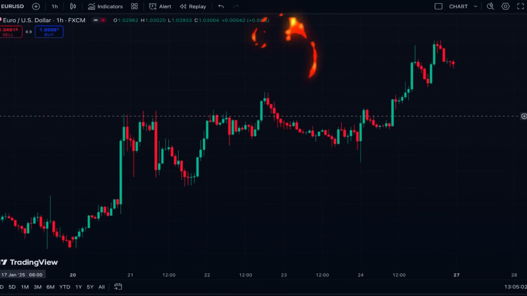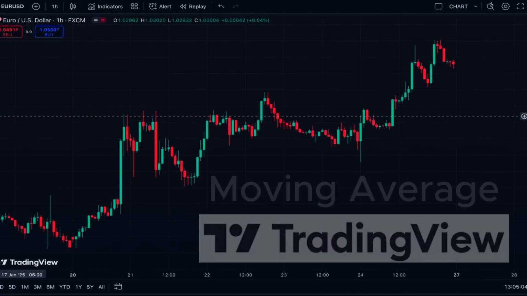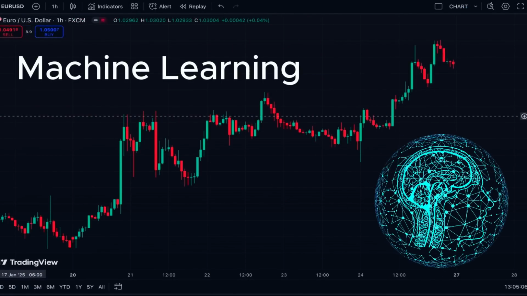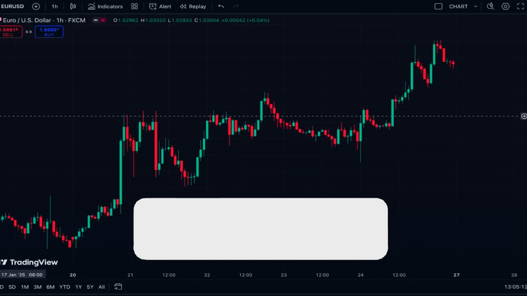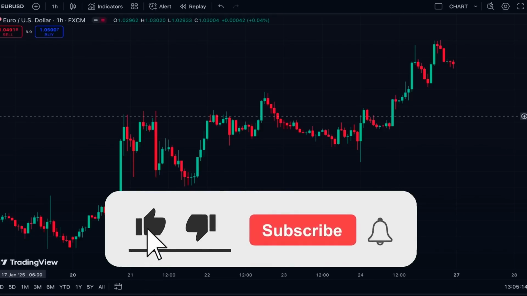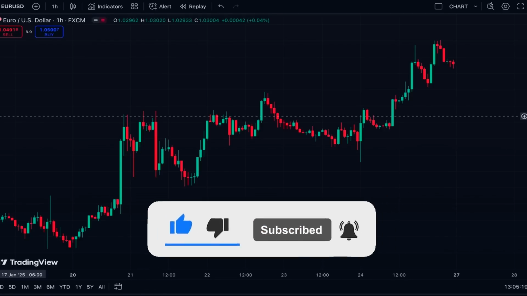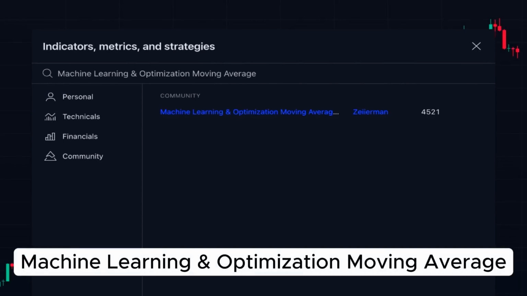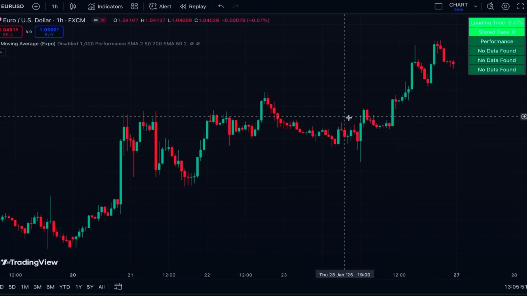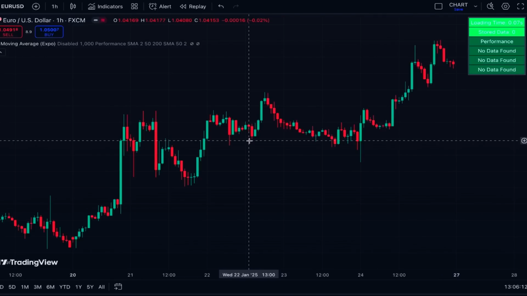Now I want to introduce a moving average on TradingView that is built based on a machine learning algorithm that has the ability to adapt to market condition and choose the best and most optimal value for the length of the moving average, so it will have the best performance and win rate. Here we click on indicators and search machine learning and optimization moving average, this one, which is written by Zierman. When we click on the indicator, nothing will be added to the chart, and you need to do the activation and some adjustments in the settings.